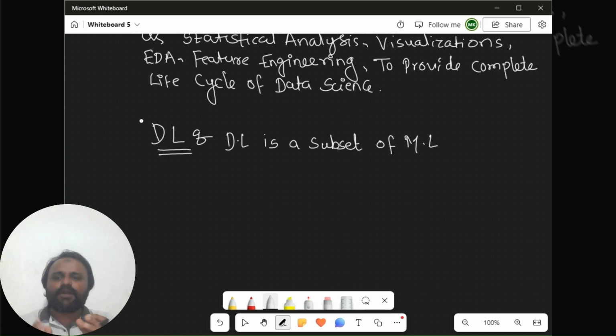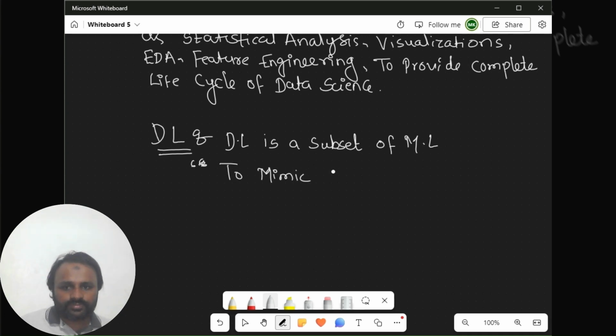So the main aim of deep learning is, please remember it, this is super important: to mimic the human brain.